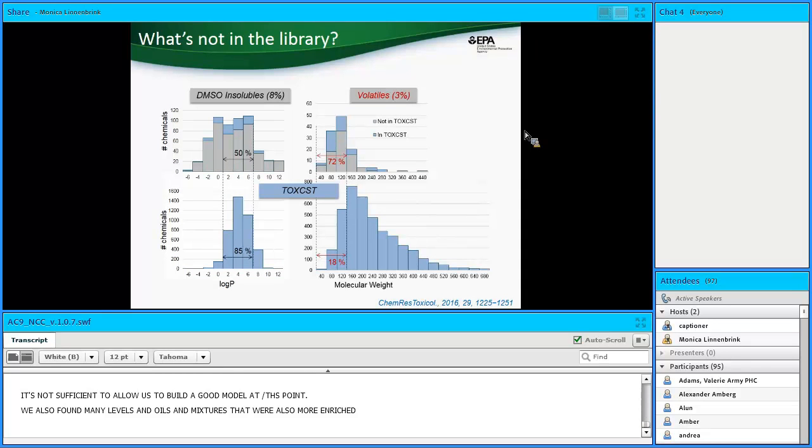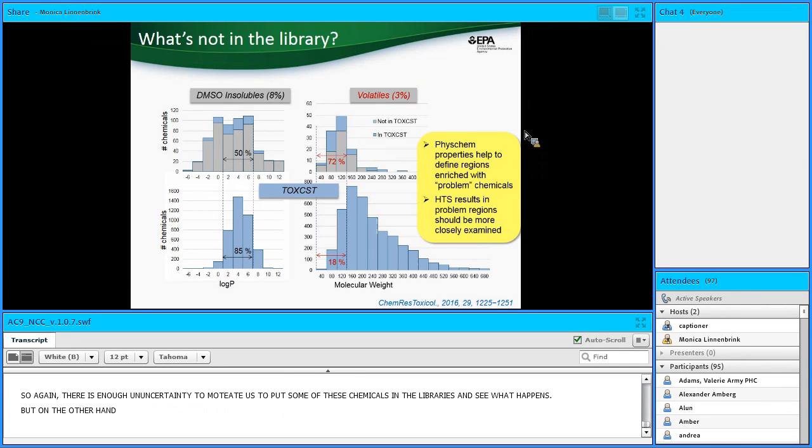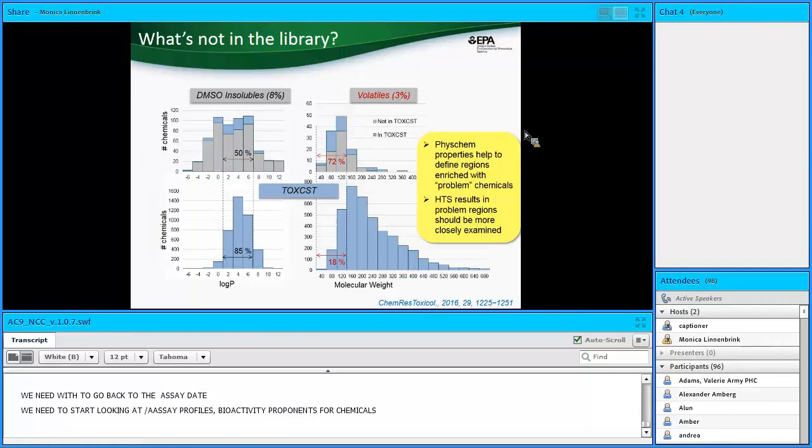On the volatile side, not surprisingly, these are primarily low molecular weight compounds. Volatility and molecular weight don't always track 100%. You can put low molecular weight compounds in solution. They can be stable for testing for quite some time. So again, there's enough uncertainty to motivate us to put some of these chemicals in the library, see what happens. But on the other hand, we know that there are potential issues with volatiles in particular. We need to go back to the assay data. We need to start looking at assay profile bioactivity performance for chemicals that are suspected to be volatiles, and that could explain lack of activity.